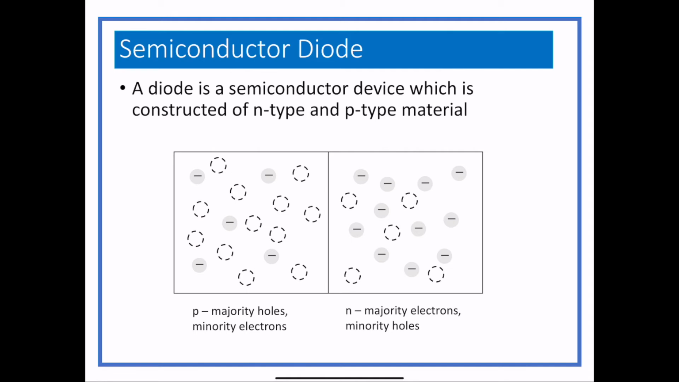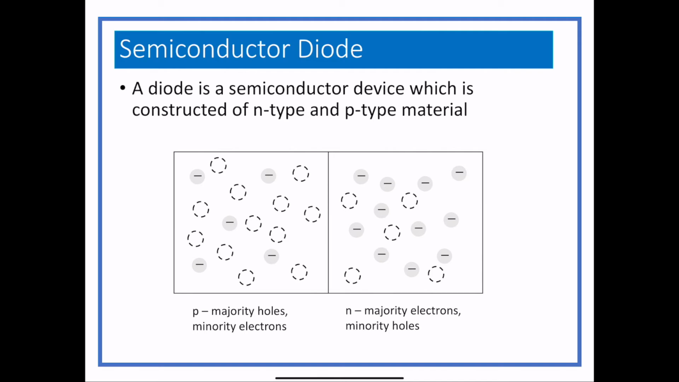Our assumption, and this is a reasonably good assumption, is that the junction in which they meet is a pretty sharp divide. So the P material goes right up to a point, the N material is on the other side, and at that junction, stuff happens. Because on one side you've got more electrons, on the other side you've got more holes.